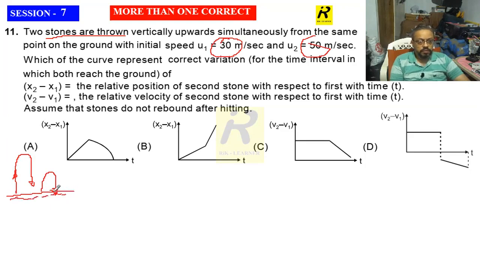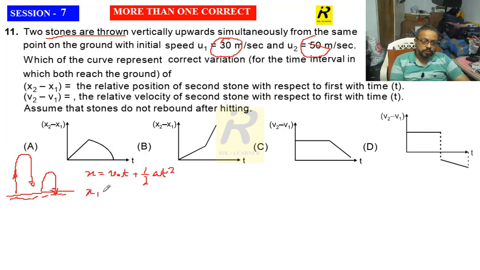For this, what we have to think is the graph we studied for two situations: one before the one stone reaches the ground, and after that. So for that, I am doing the calculation like this. We have the formula x is equal to v0 t plus half a t square. This is a well-known formula.